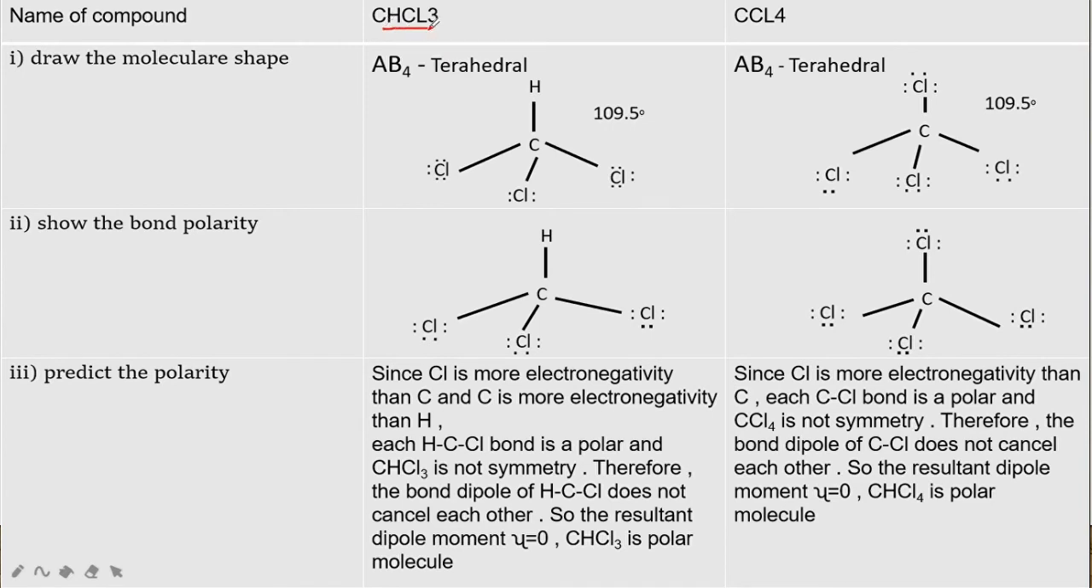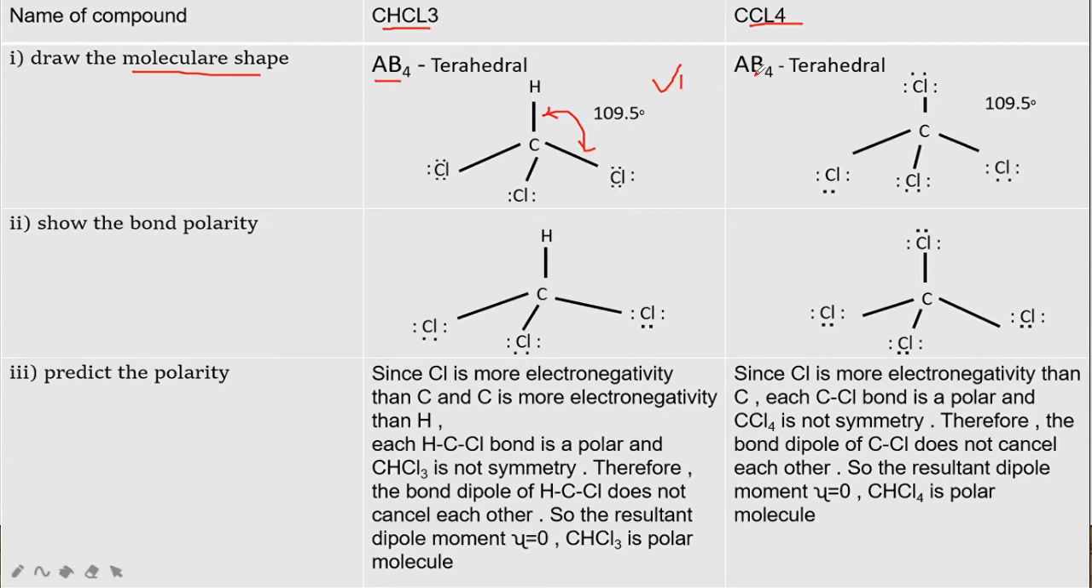Name of compound: CHCl3 and CCl4. The first question, draw the molecular shape. Okay, CHCl3 is AB4, tetrahedral shape. So this is the shape for tetrahedral, and don't forget to draw the angle, 109.5 degrees. This is the first mark.